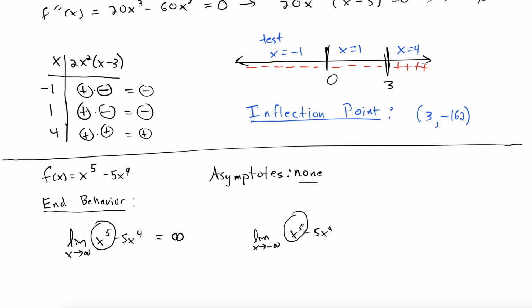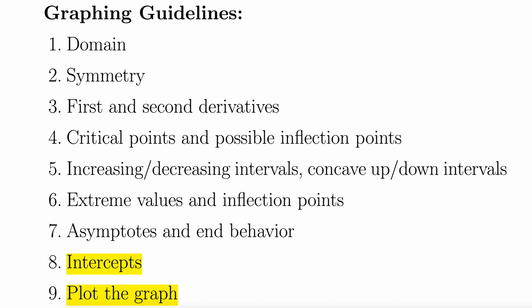Well, it's going to be negative 100,000 to the 5th, which means it's still going to be negative. So that tells us this is going down in the negative direction, negative infinity. Back to the guidelines, we have arrived at our final 2 steps. Step 8, find the intercepts, and step 9, plot the graph. By intercepts, we mean x and y intercepts.